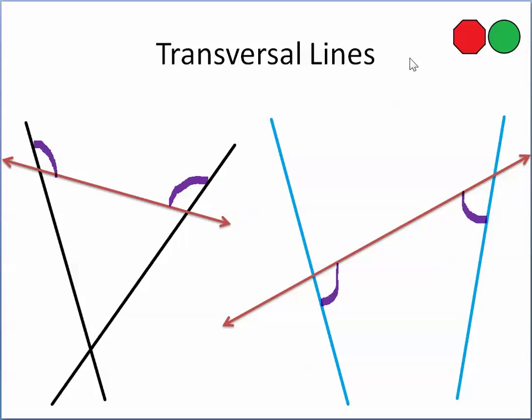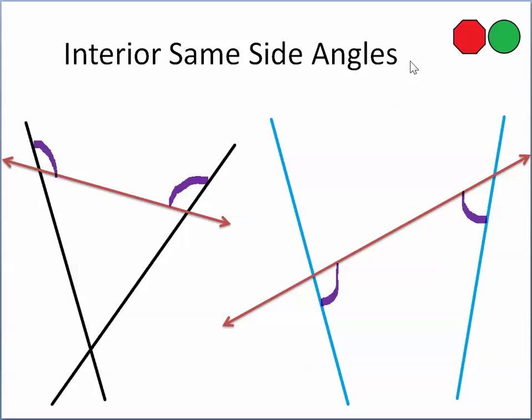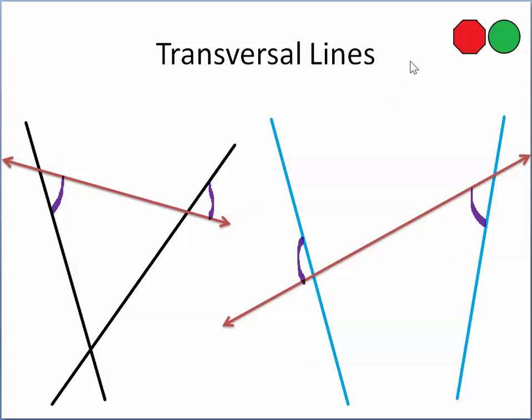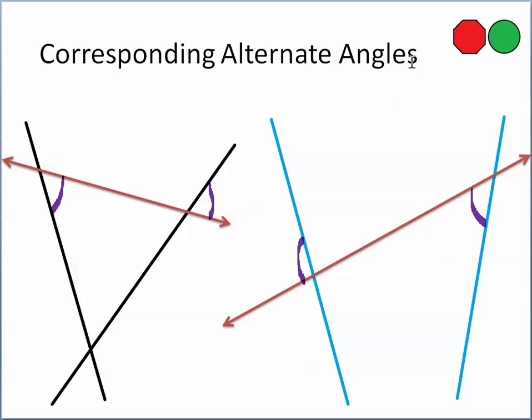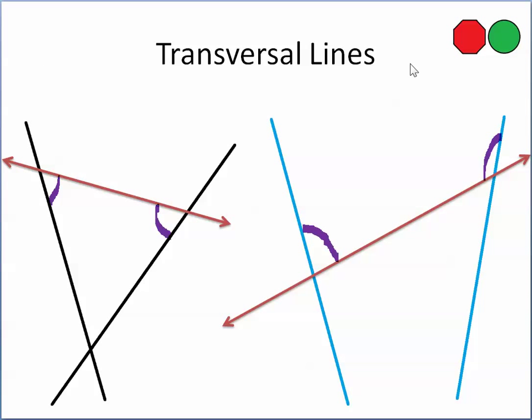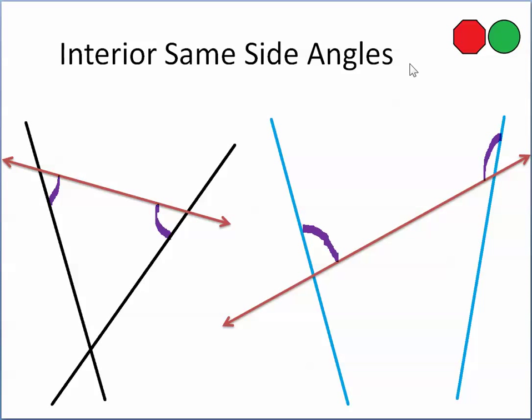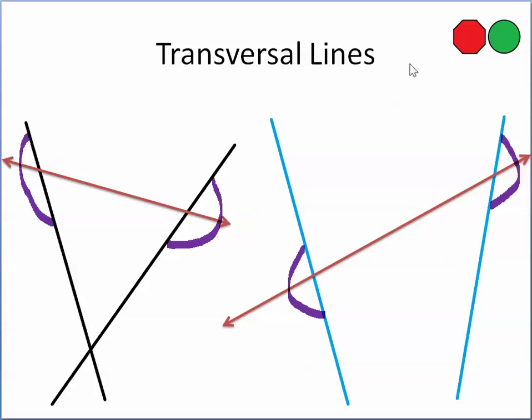What are these? Click on the stop sign. They are interior same side angles. What are these? Corresponding alternate angles. What are these? They are interior same side angles. What are these? Exterior angles.